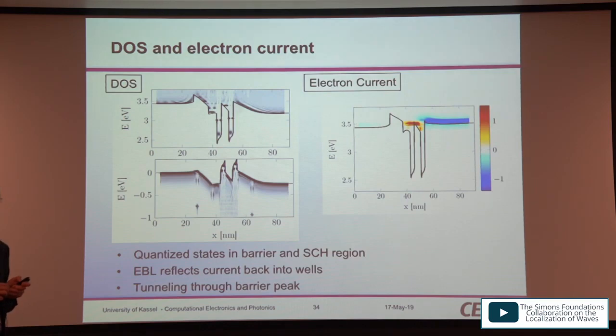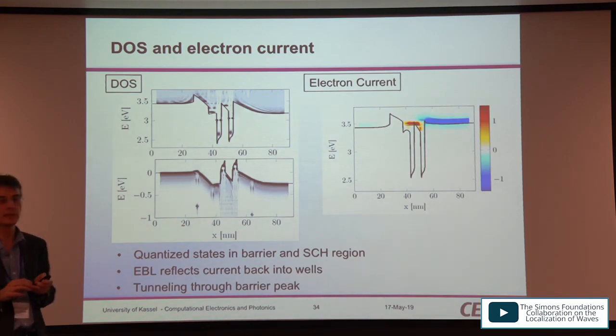We have not looked into this. Is the tunneling so effective? We have not looked into this. But you can see that the tunneling is mainly through this spike on top. So my guess would be, yes, you still have this tunneling.